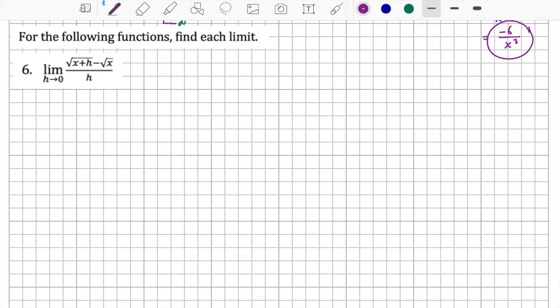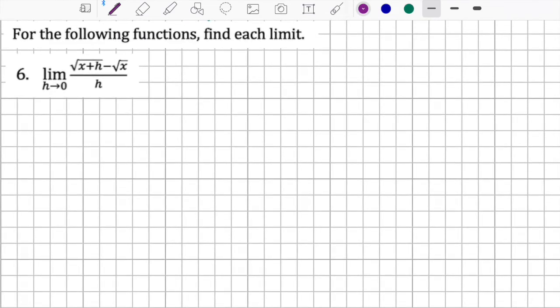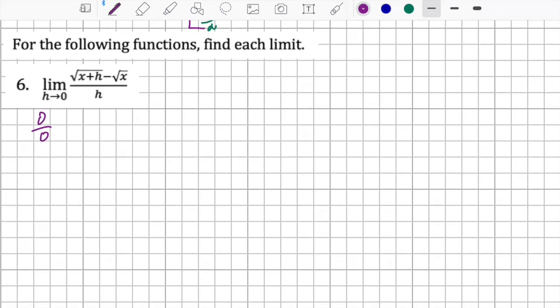Okay, this one will be our last example, and all it's telling us to do is find each limit. So anytime you have a limit problem, you always try to use direct substitution first, always. So if I plug in a 0 into h, notice it's h approaching 0, which is the same type of problem that we just did. If I plug in a 0 for h, I will end up with 0 over 0, an indeterminate form. So that tells me that I have to manipulate it, I have to simplify somehow.